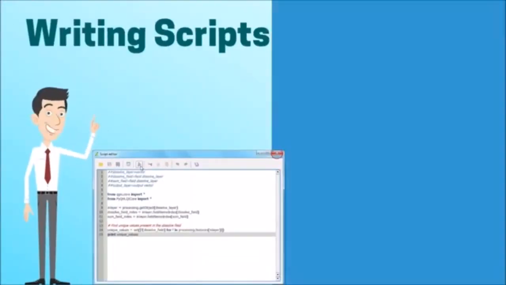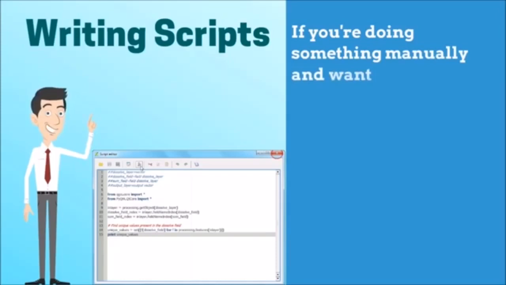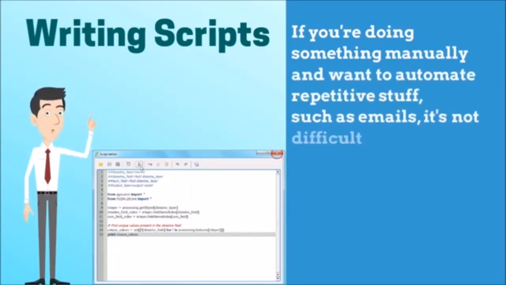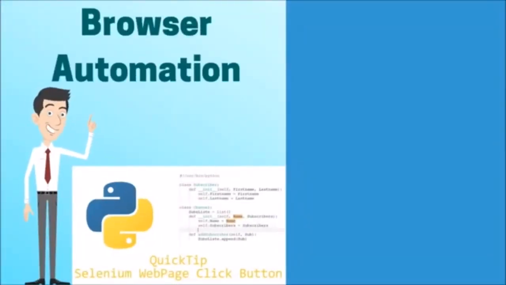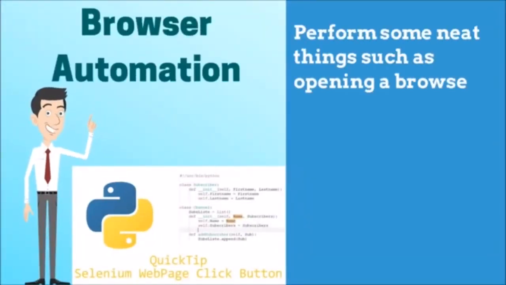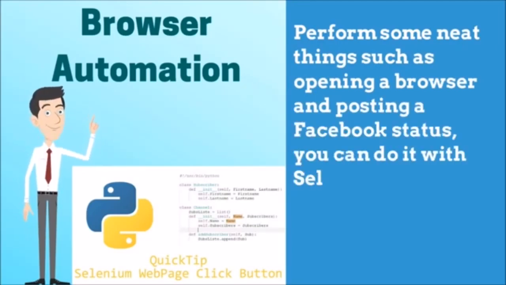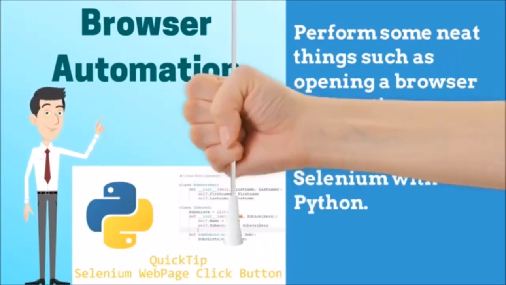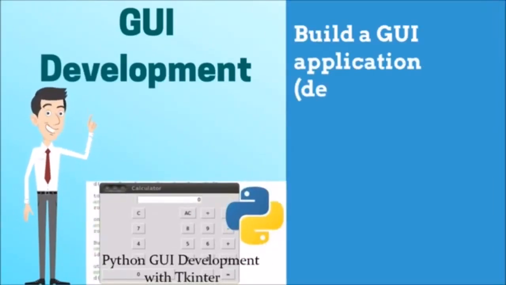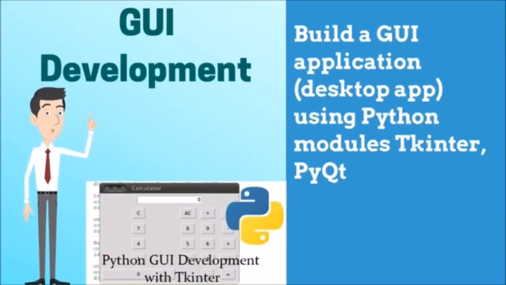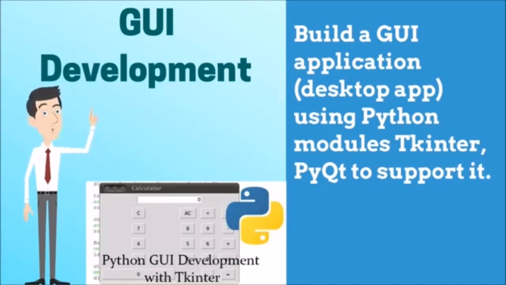Writing scripts. If you're doing something manually and want to automate repetitive stuff such as emails, it's not difficult to automate once you know the basics of this language. Browser automation. Perform some neat things such as opening a browser and posting a Facebook status. You can do it with Selenium with Python. GUI development. Build a GUI desktop application using Python modules such as tkinter and PyQt.